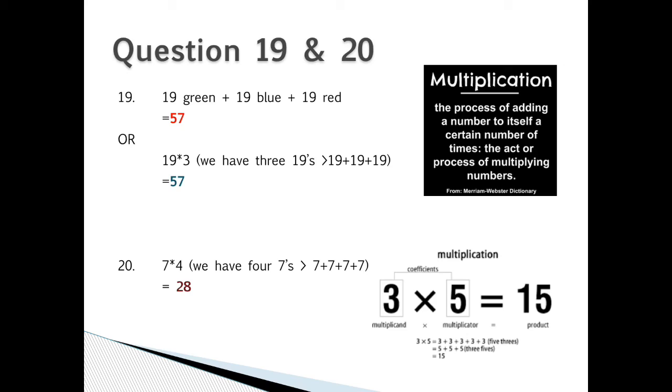the answer of 28. Multiplication is the process of adding a number to itself a certain number of times, the act or process of multiplying numbers. Another example is 3 times 5 will give us 15. 3 times 5 is the same thing as 3 plus 3 plus 3 plus 3 plus 3, 5 threes. And it is also the same as 5 plus 5 plus 5, 3 fives. And they both give us the same answer of 15.